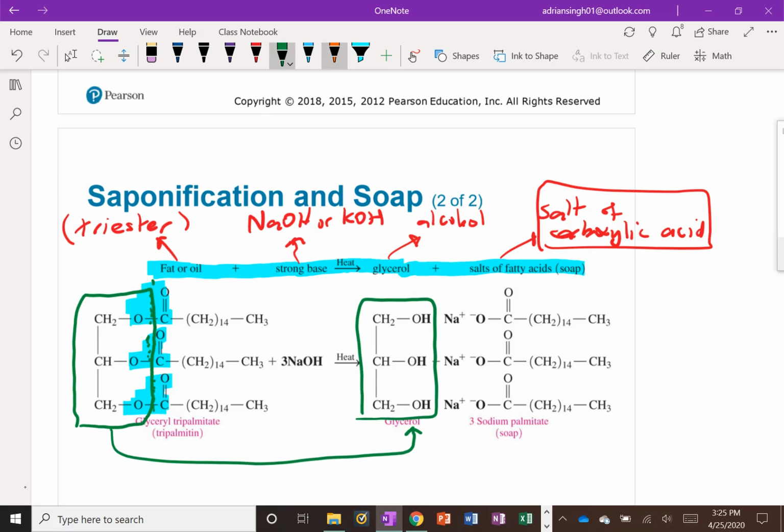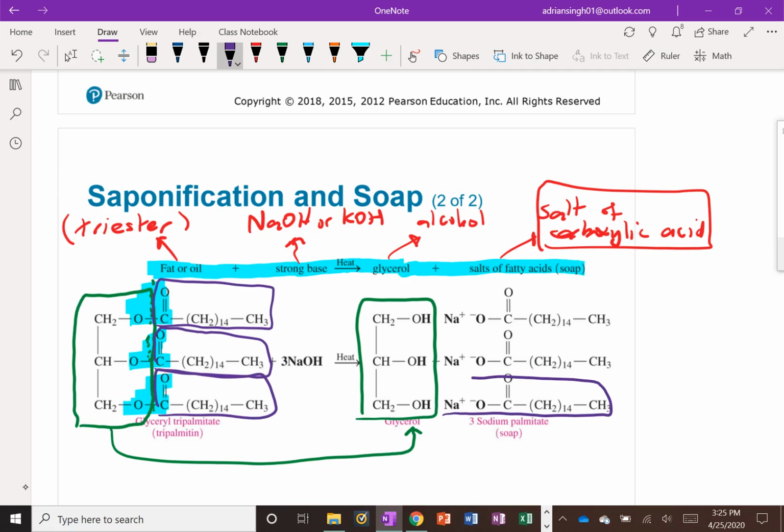And then the remaining sections, the other parts of it here, now we're going to get the sodium salt of each of these carboxylic acids that are going to be in purple, and we convert them the same way that we did in the previous chapter, right? So these are our sodium salts of the carboxylic acid. That's your soap that you end up making. Again, the exact same reaction that you saw in the previous chapter.